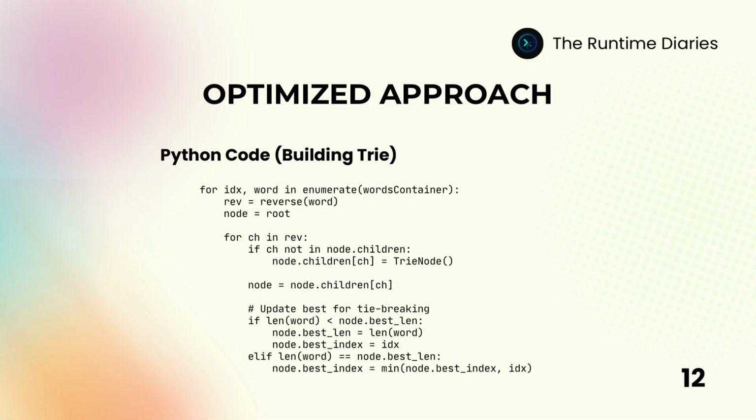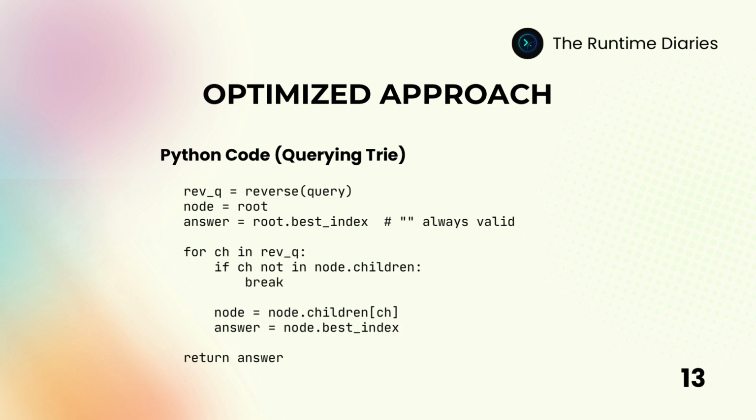Here's how we build the trie. For each word in wordsContainer, we reverse it. Then, we walk down the trie, creating new nodes as needed. At each node, we update best_len and best_index. If the current word's length is smaller than the node's best_len, we update both best_len and best_index. If the lengths are equal, we update best_index to be the minimum of the current best_index and the new index. This ensures that every node stores the best answer for all words that pass through it.